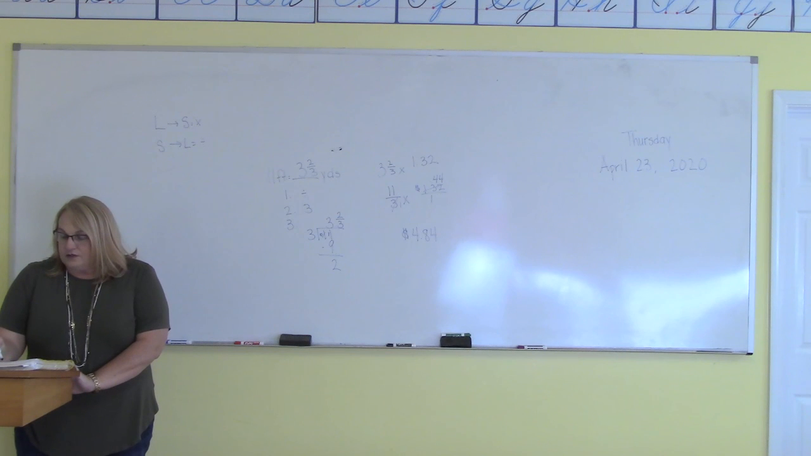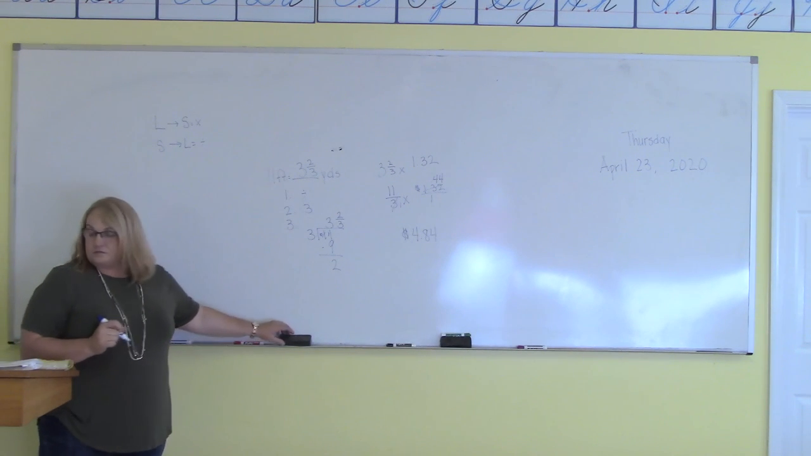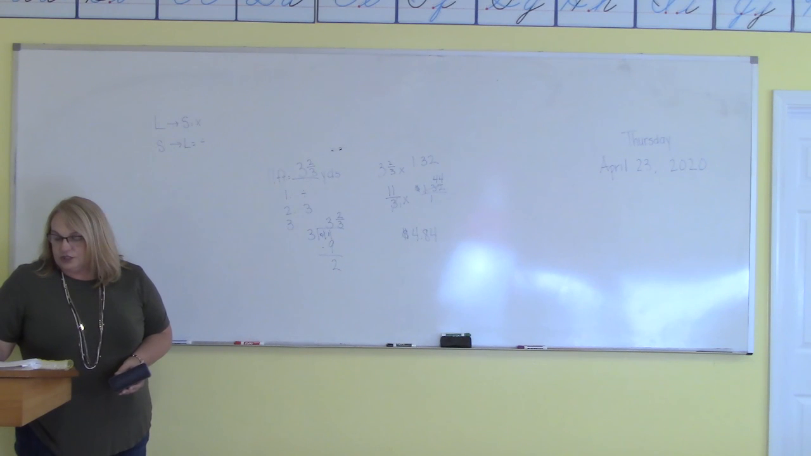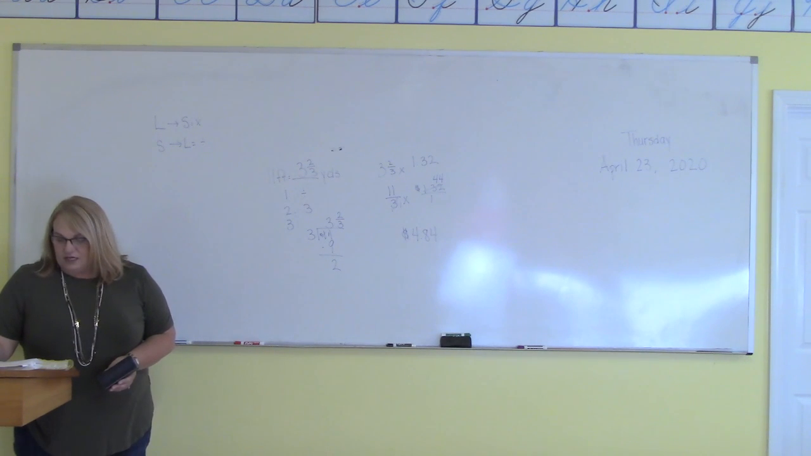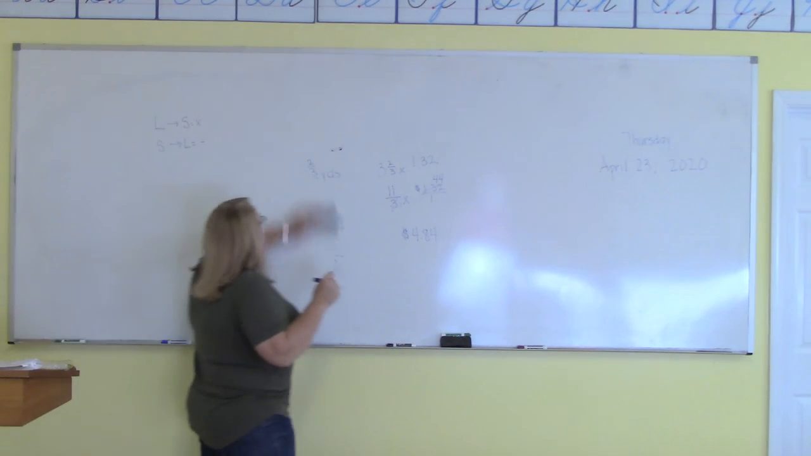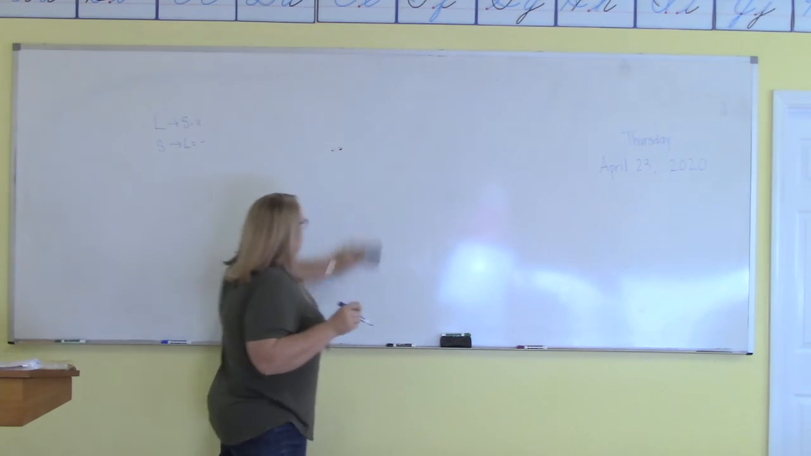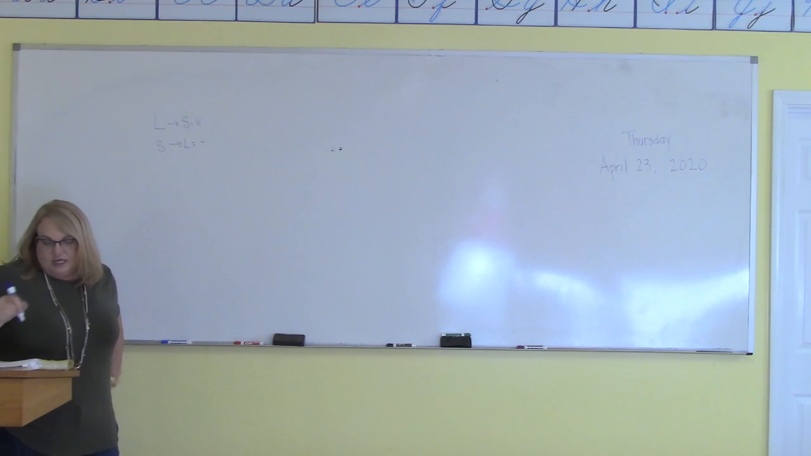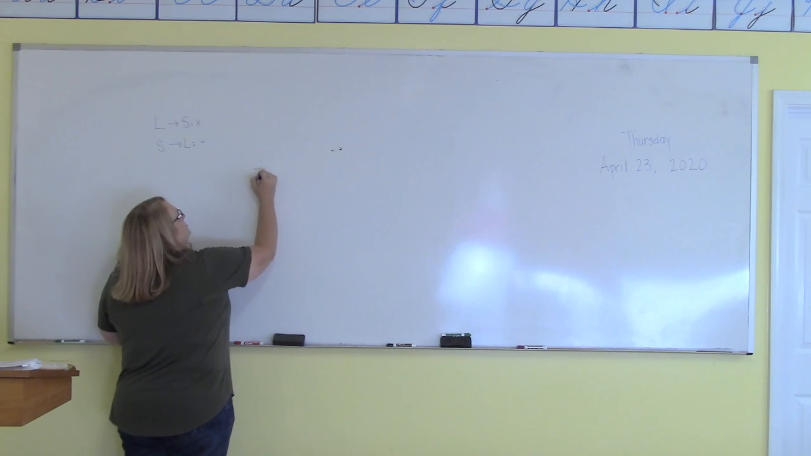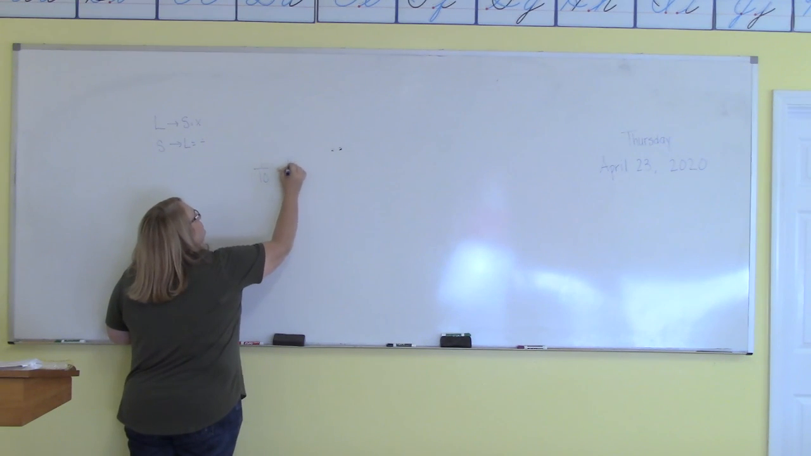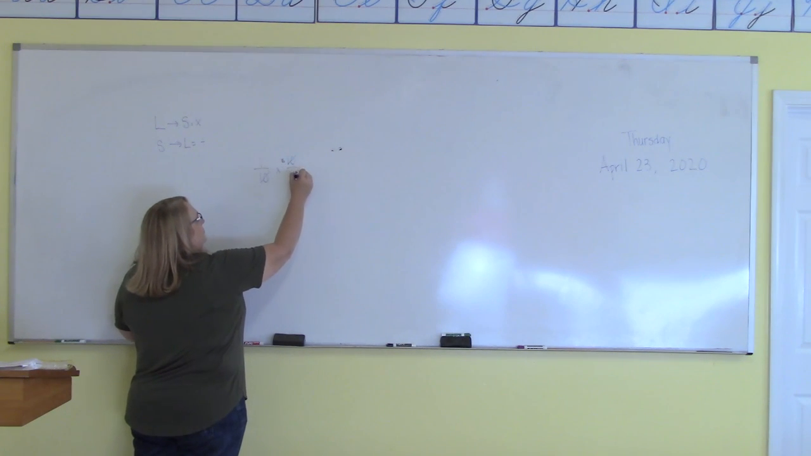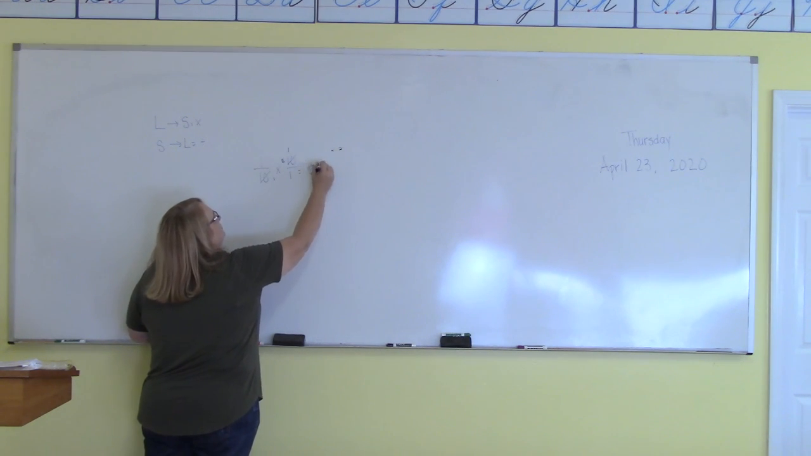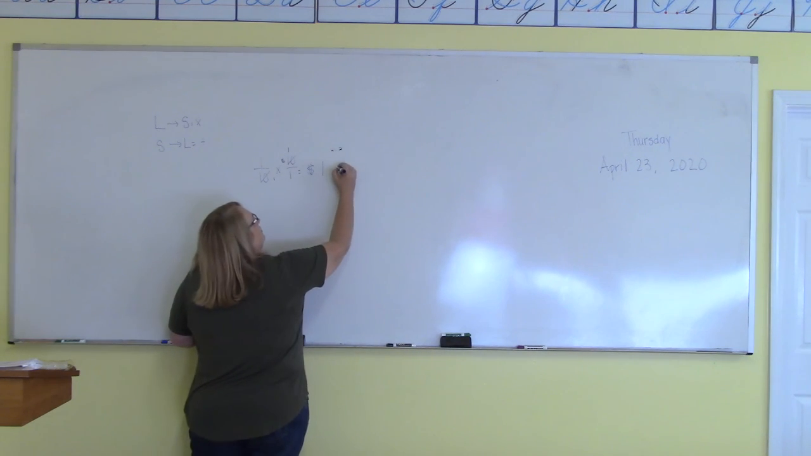B. Sergey's grandmother sent him $10 for his birthday. He gave 1/10 of it to church. He spent 1/5 of it on a toy and spent 3/5 of it on a shirt. So how much money does he have left? All right, so he started out with $10. He gave 1/10 to the church, so we're left with $1. This goes to the church.